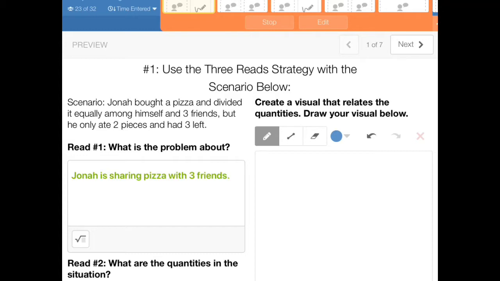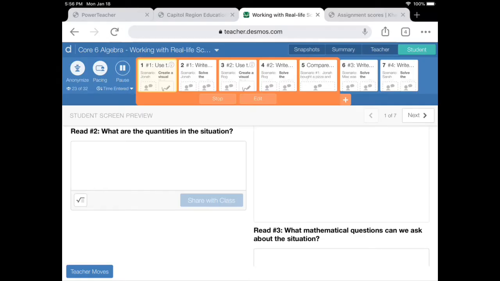All right, second read, we're going to identify the quantities. Jonah bought a pizza and divided it equally among himself and 3 friends, but he only ate 2 pieces and had 3 left. So what are the quantities in this situation? Jonah ate 2 pieces of pizza. It's one of the quantities. There was 3 pieces of pizza left.